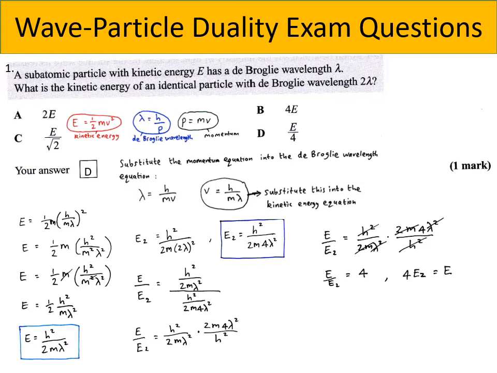Rearranging that, we get 4 multiplied by E2 is equal to E. So E2, in terms of an expression using the original energy, is E over 4, a quarter of E. So in effect, doubling the wavelength will have the effect of decreasing the energy by a factor of 4.